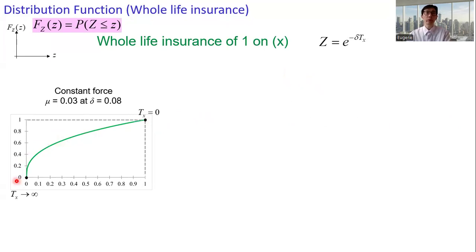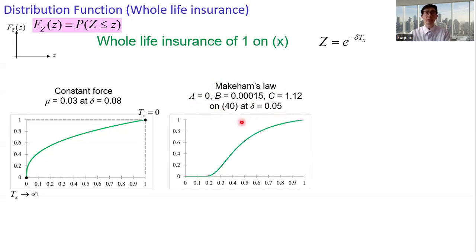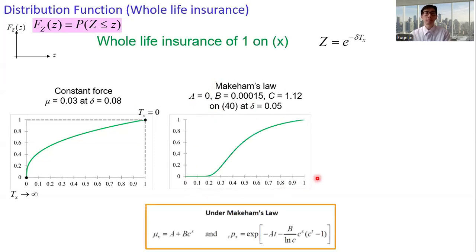An illustration with another mortality law, Makeham's law, with the following 3 parameters on an individual at age 40, force of interest 0.05, and we get the following CDF of Z. Again, at Tx equals 0, Z is 1. And then as Tx approaches infinity, Z approaches 0.